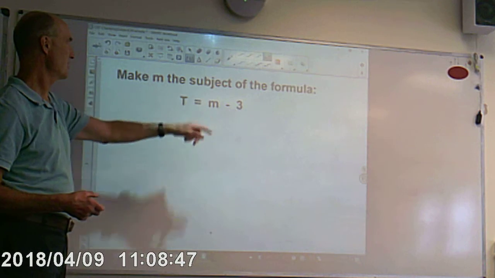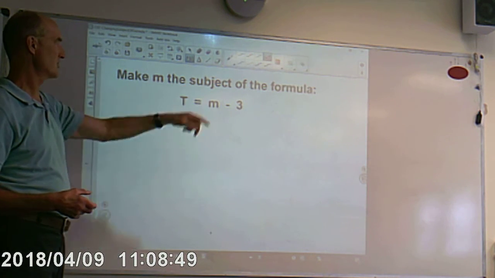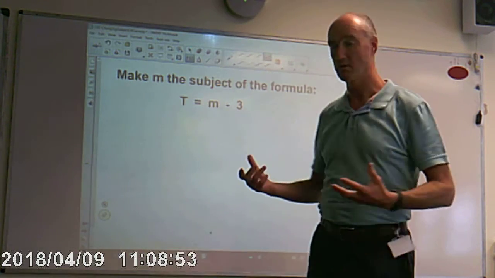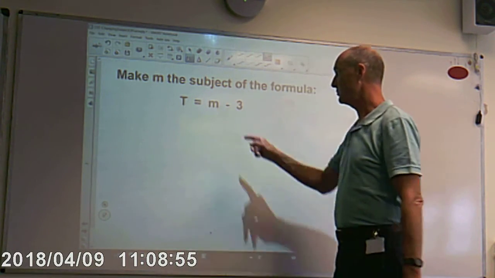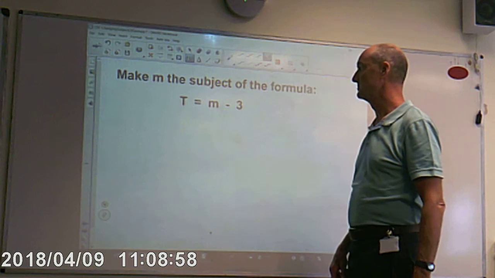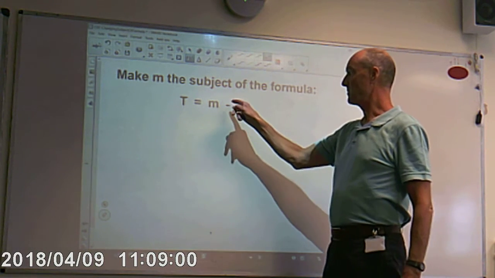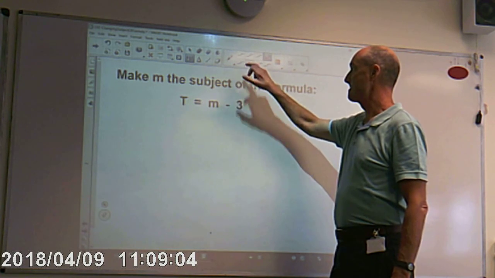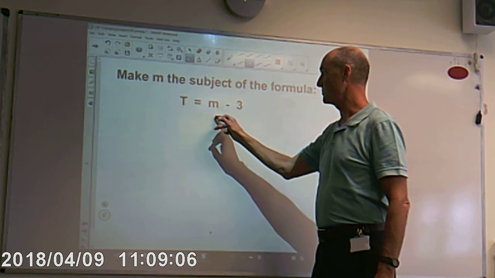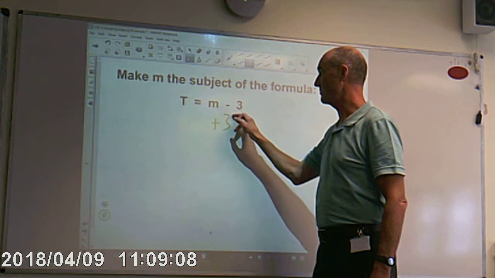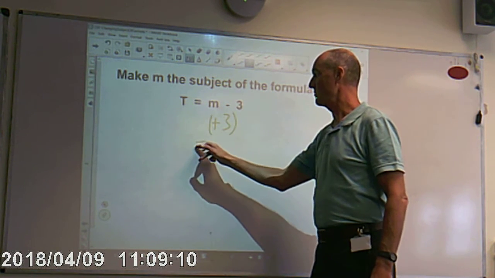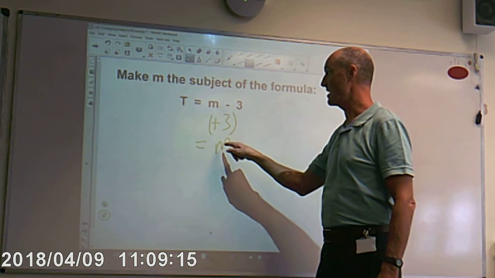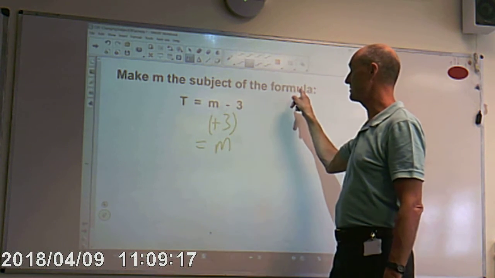So, how do we go about that? Make m the subject of the formula. This goes back to when you were solving those equations at the start of the presentation. What do we do to get that m on its own? The problem is we've got this -3 here. So, what do we do? We say we add 3. So that on the right hand side means we have achieved getting the m on its own. We've made m the subject of the formula.